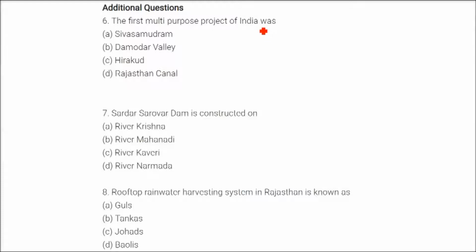The first multi-purpose project of India was... The answer is Damodar Valley. Is it Damodar Valley or any other? It's Damodar Valley. We'll take it as Damodar Valley. Sardar Sarovar Dam is constructed on... The answer is River Narmada. So there is a Narmada Bachao Andolan also going on. NGO is there.